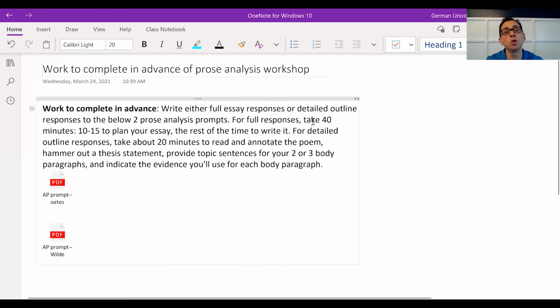For the full responses, take 40 minutes each. Always take about 10 or 15 minutes to read the prompt and the passage and map out what you want to say, and then feverishly write your 4 to 6 paragraphs. For detailed outline responses, if you'd rather do that, that's fine too. Take about 20 minutes or so to read, annotate the passage, hammer out a thesis statement, provide topic sentences for your 2 or 3 body paragraphs, and indicate the evidence you're going to use. Just do some work in advance of this workshop.